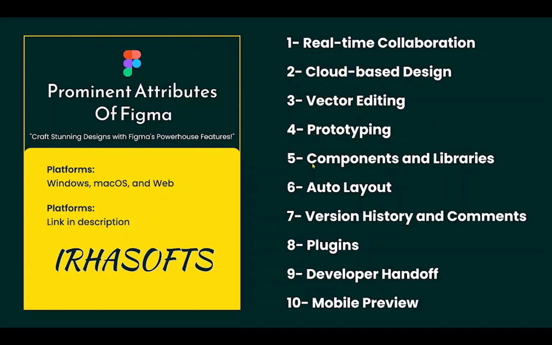The fifth one is component libraries. Figma supports the creation of reusable components and design libraries, allowing designers to maintain consistency throughout their projects and quickly make updates across multiple screens. The sixth one is auto layout. Auto layout enables designers to create responsive designs by automatically adjusting elements based on content and device size, like app, web, tab, anything.